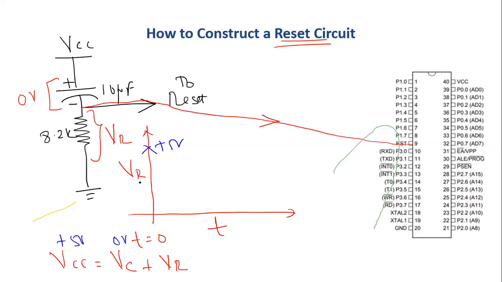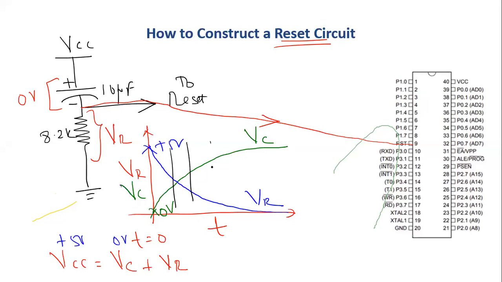And as time progresses, I'll also draw the capacitor's voltage here. VC is initially at 0 volt. So as time progresses, this fellow slowly charges. So the capacitor exponentially charges high. This is my capacitor voltage. At the same time, what will happen to the voltage across resistor? Voltage across resistor will exponentially drop down like this. This is my voltage across resistor.